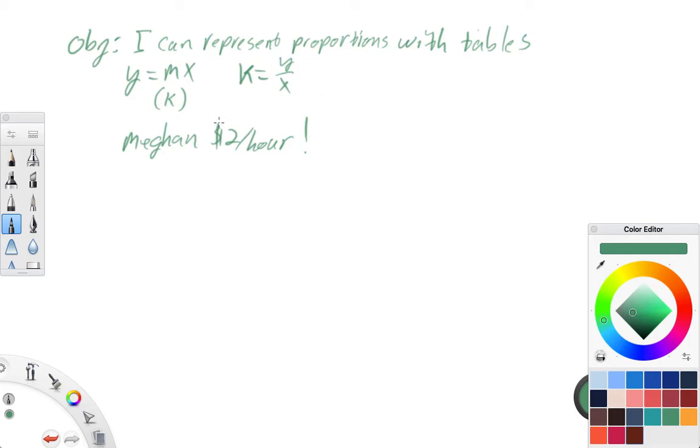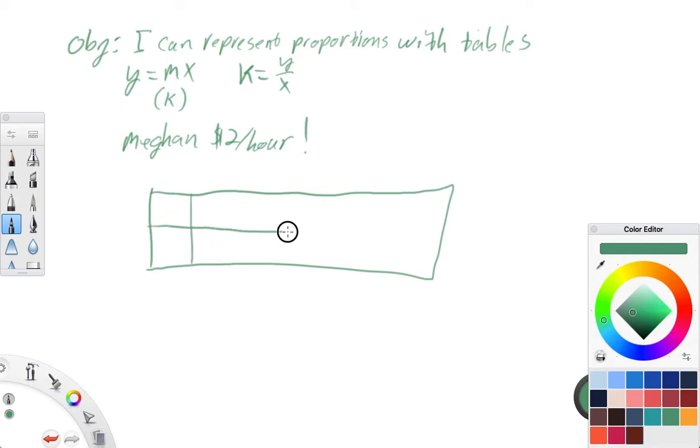So we're just going to start by writing this as a table. Okay, so here's Megan's table of money. This is going to be our x. This is how many hours Megan works. And this is our y, how much money she has made. Okay, so she makes $12 an hour. So for hours we'll just do 1, 2, 3, 4, and 8, because that's what the book does.